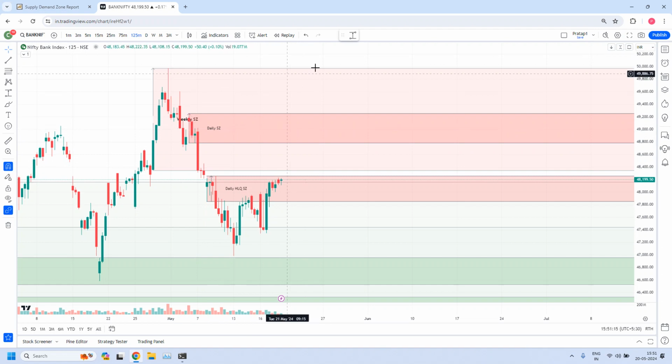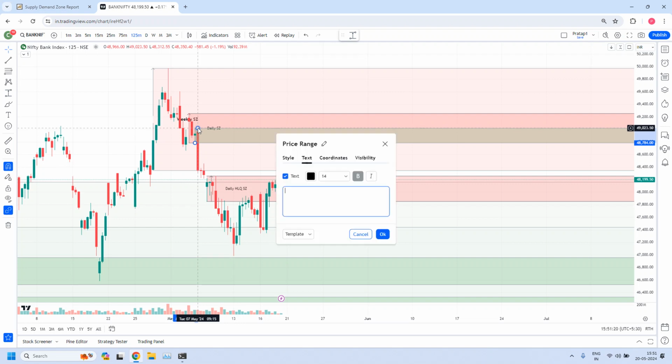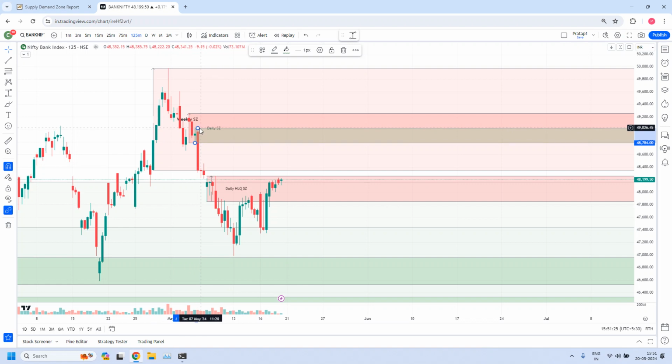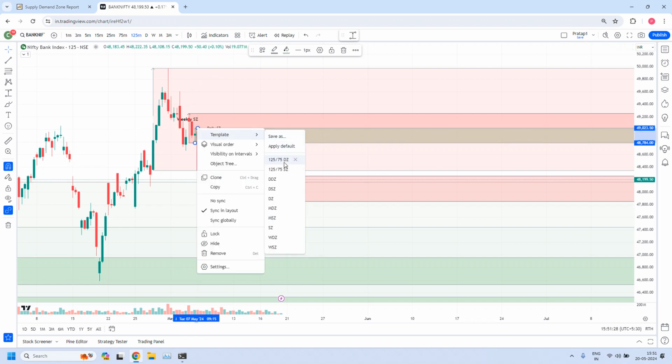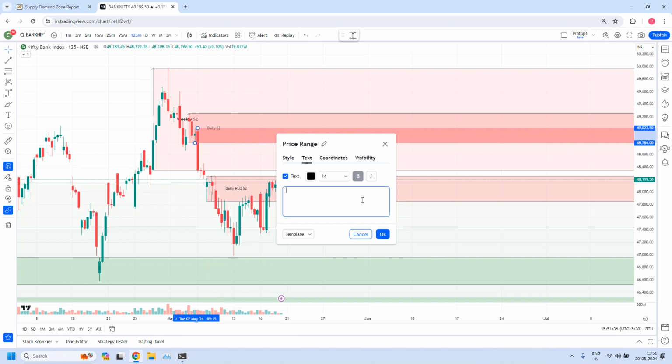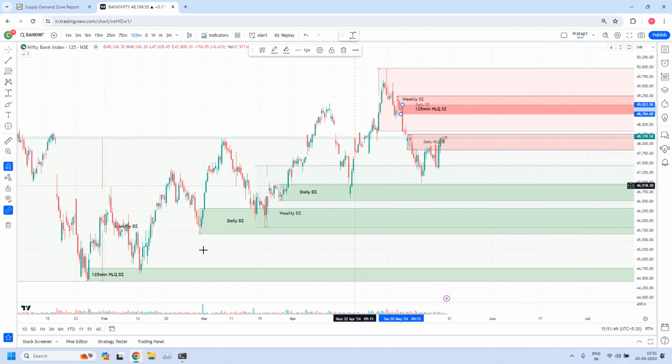This is the one. So here inside the daily, we have this 125 minutes. Sorry, let me change the color. This is the 125 minutes supply zone. High liquidity supply zone. This is 125 minutes high liquidity demand zone.